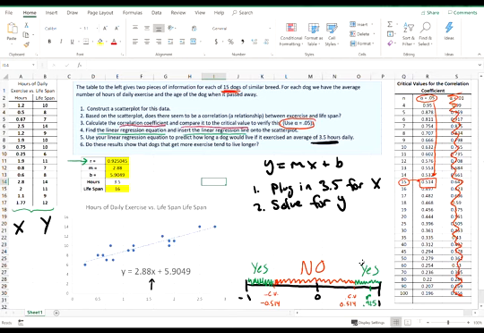Now, if you wanted to determine if more exercise definitively caused longer lifespan, you would have to do a little bit more research. But this is an indication. This yes right here is an indication that, yes, more research should be done to determine if it is a cause and effect relationship. But remember, correlation does not imply causality.